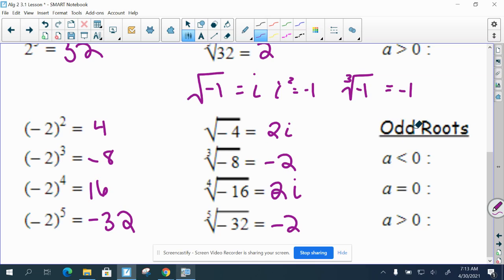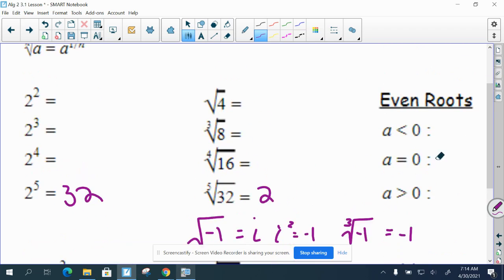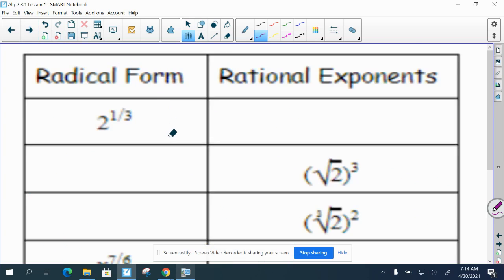So for odd roots, if a is negative, then it comes out to be negative. If a is 0, it comes out to be 0. If a is positive, it comes out to be positive as well. And then I think the even roots were up here. If a is negative, it becomes i. If it's 0, it's 0. If it's positive, it's still positive. Okay, so for some more examples.